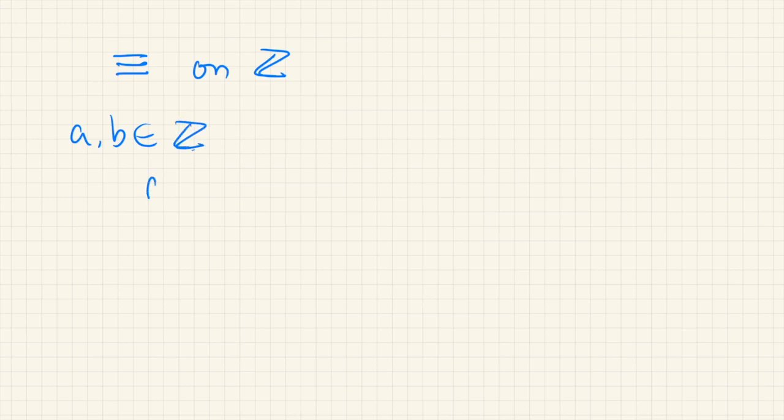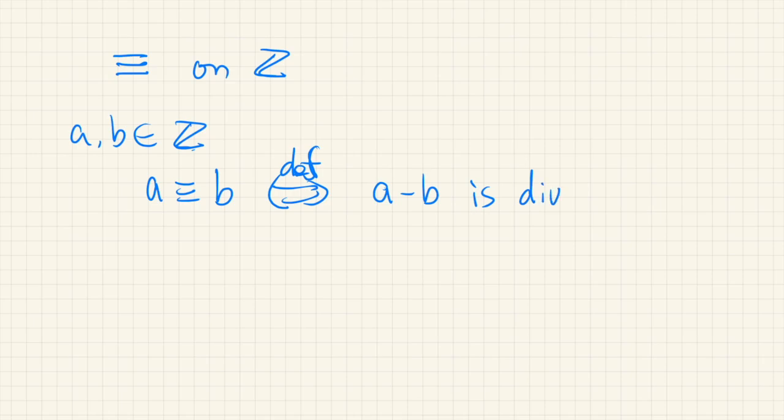And yet another example. Let's define this relation, these three bars, on the set of integers. For any integers a and b, we write a is related to b, and this is the definition, if and only if a minus b is divisible by 3.